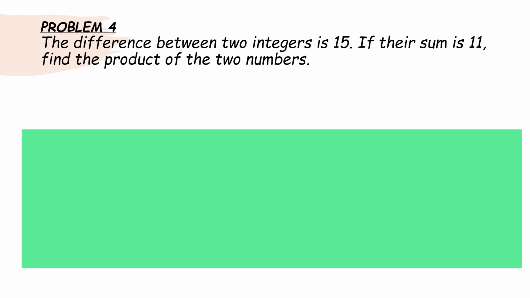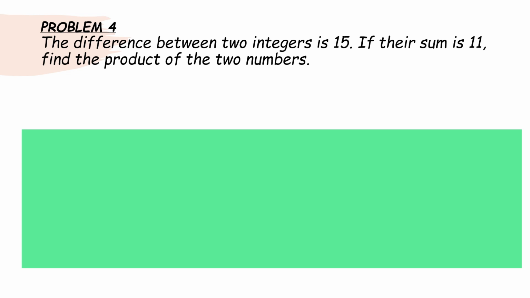Now let's move on to question number 4. The difference between two integers is 15. If their sum is 11, find the product of the two numbers. On this question, you have to be careful.